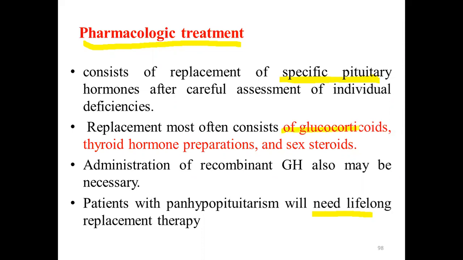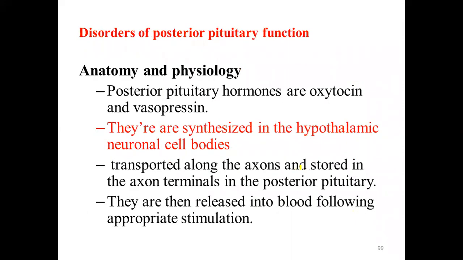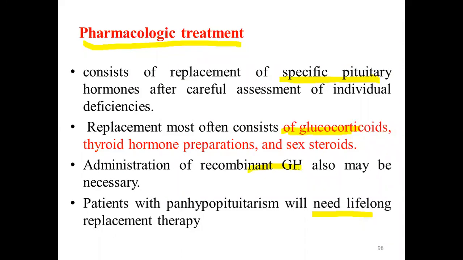So replacement therapy can consist of glucocorticoids, thyroid hormone preparation, and even sex steroids can be considered, even including growth hormone. So this is all about the anterior pituitary disorder. I just picked what is very common.